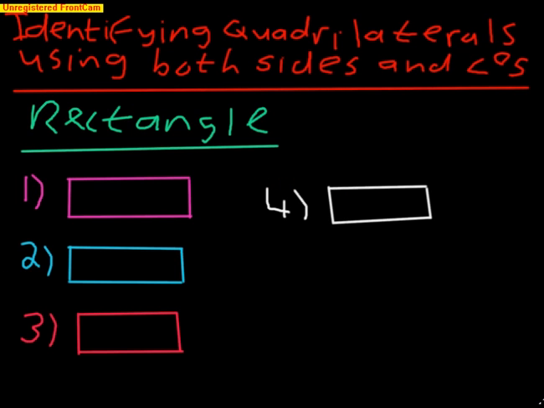There are four ways to classify any quadrilateral as a rectangle. The first one is if there are four right angles, or to put it a different way, four angles of 90 degrees. So we have 1, 2, 3, 4 angles of 90 degrees. That's enough information to identify a rectangle.